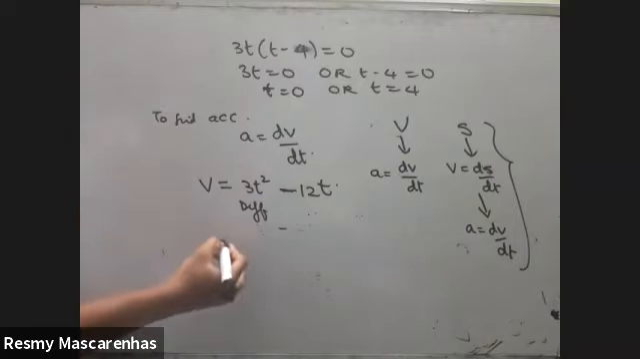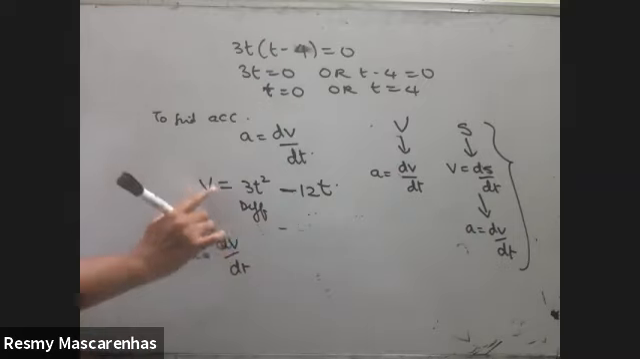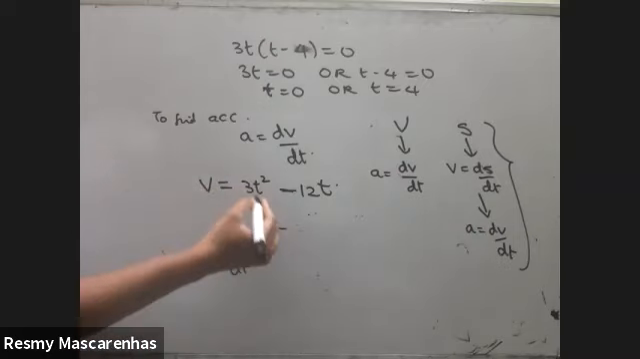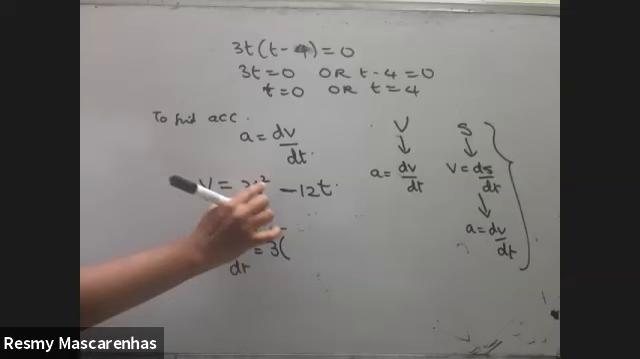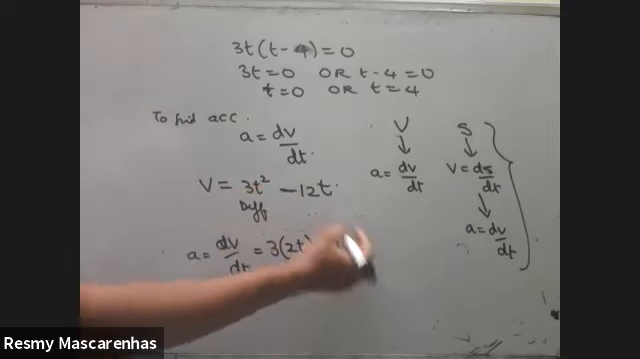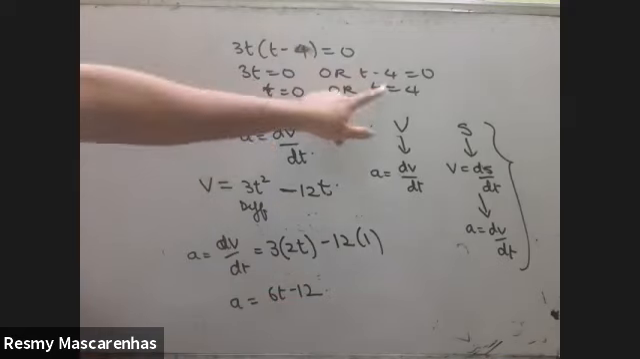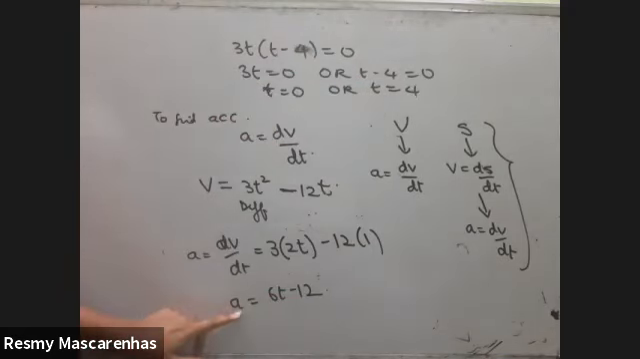So now dv by dt. The letter v will come here because this is v. Now find a derivative. 3 is outside, derivative of t square will be 2t and derivative of t will be 1. So what you got is acceleration as 6t minus 12. Now at which 2 points was it at rest? At t equals to 0 and t equals to 4. So acceleration we have to find at 2 points.